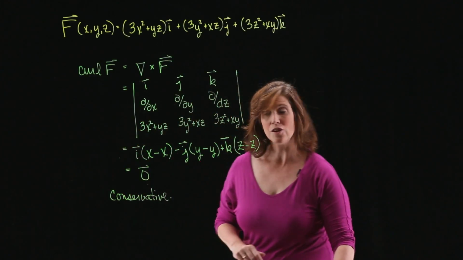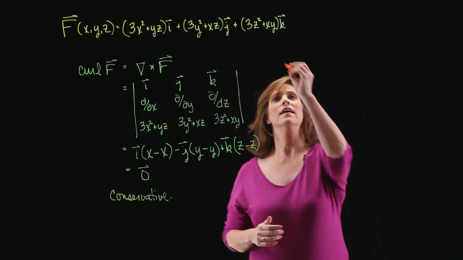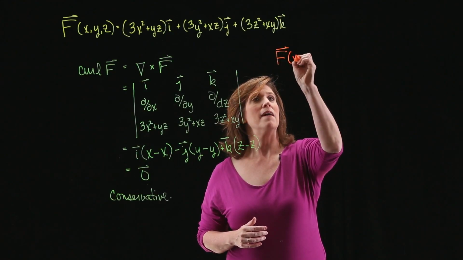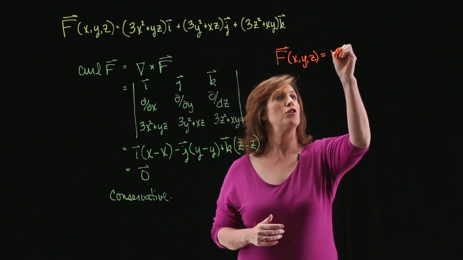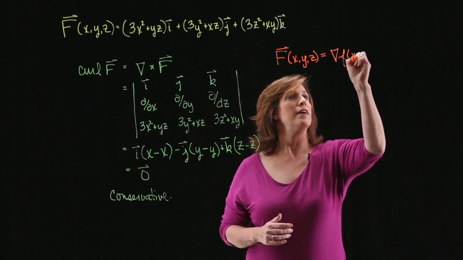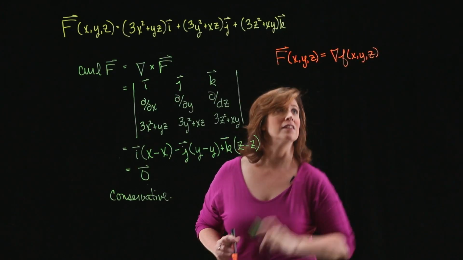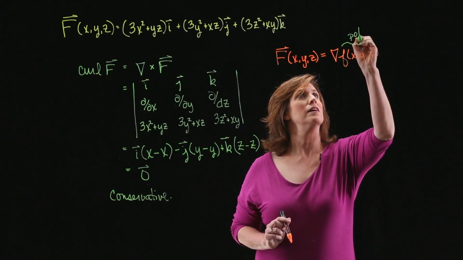Now that I know that it's conservative, I'd like to find the potential function. Well, what is the potential function? The potential function is a function such that my vector field is equal to the gradient of f of x, y, z. This function is referred to as the potential.